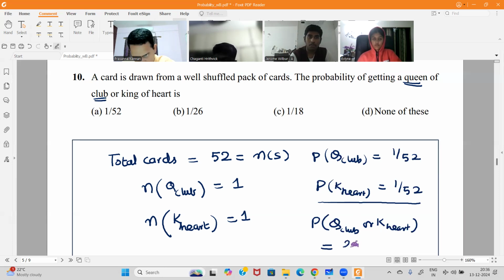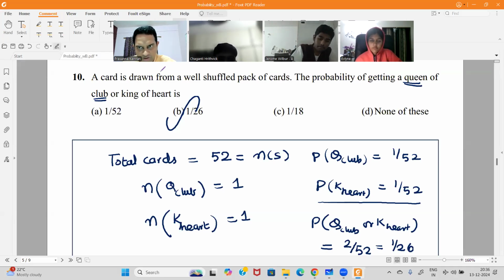2 by 52. Exactly, 1 by 52 plus 1 by 52 is 2 by 52, or I can say 1 by 26 is the answer. Is it clear? Yes, sir. Okay. Hritvik, is it clear? Yes, sir.